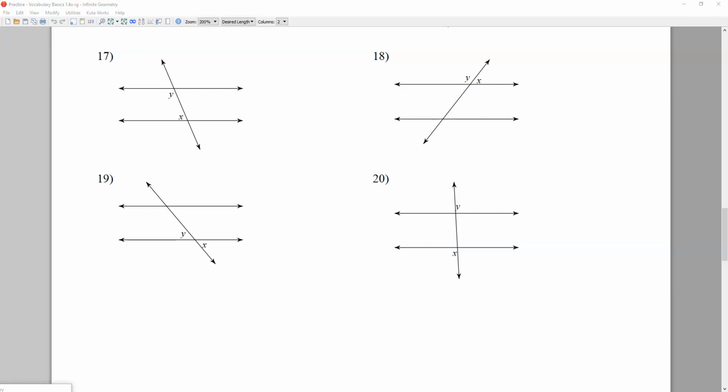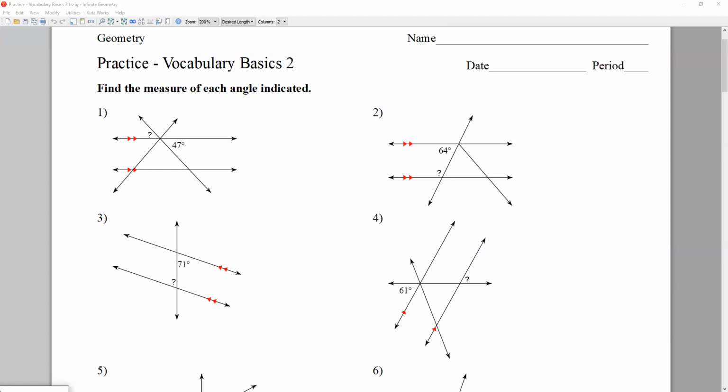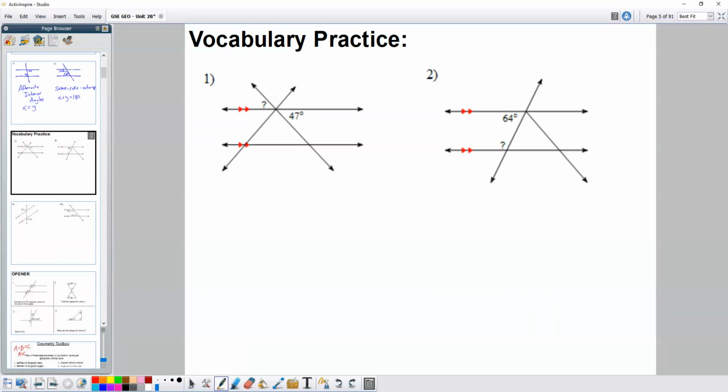So let's find that other sheet that says vocabulary basics number 2. It looks like this. Vocabulary basics number 2. And once again, I have some of them over here on a slideshow, so I'm going to work through them over here. So on each of these, we want to label what they are and then figure out what the question mark or X is equal to, okay?